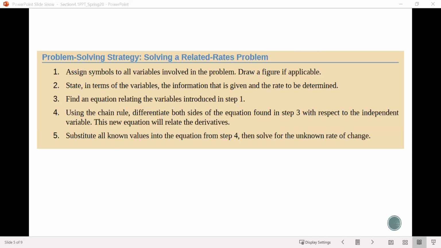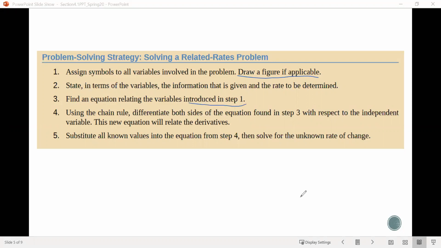So when you're trying to solve a related rates problem, here is a process you can follow. First, assign symbols to all variables involved in the problem, and a very important step you saw that we just did, draw a figure if applicable. In fact, I would say do that first if you can. Draw a picture and then label some things with variables. Next, state in terms of the variables the information that is given and the rate you're looking for. Very important. This is a way to organize yourself and say, what information do I have and what information am I trying to find?